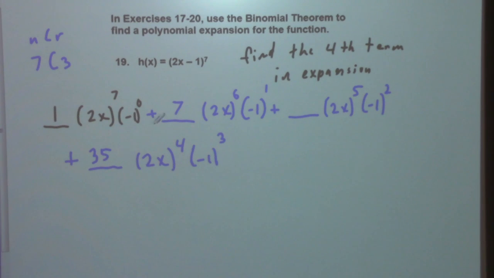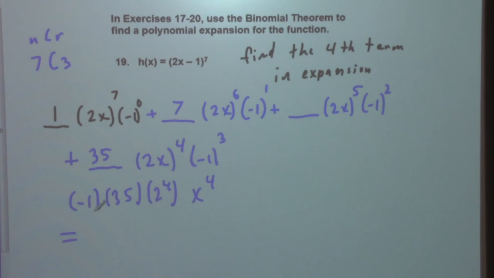Now to simplify totally, we have negative 1 to the third power. What's negative 1 times negative 1 times negative 1? Negative 1. So we're going to have negative 1, which comes from here, times 35, times 2 to the fourth power, and x to the fourth power, and once we simplify everything, that's going to be our answer.